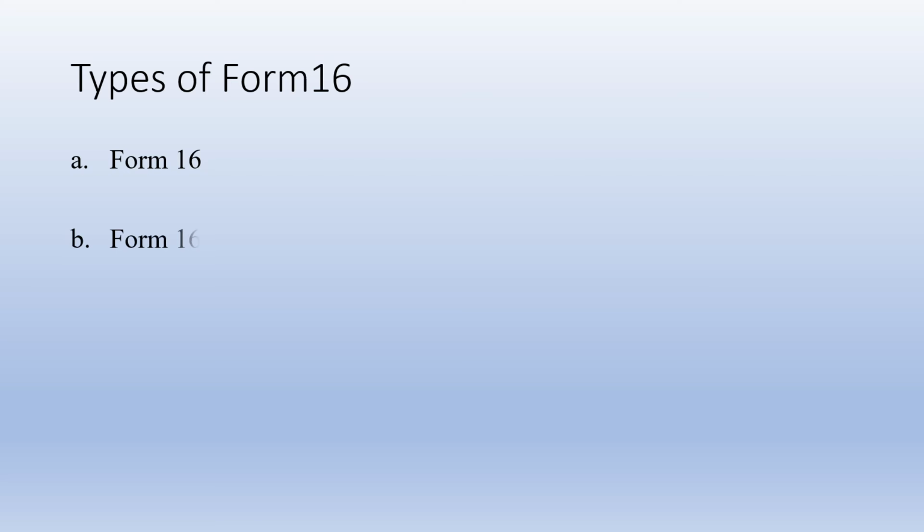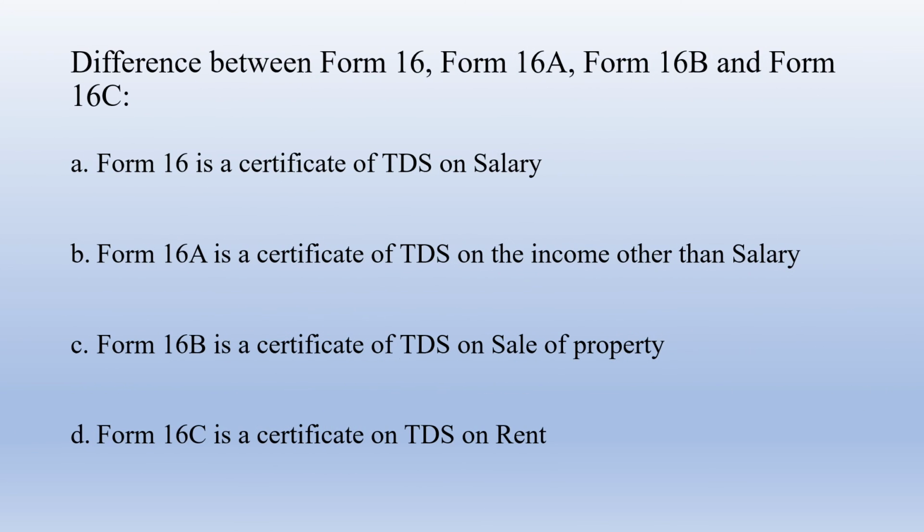And what are the types of Form 16? First is Form 16, and the other one is Form 16A. You should remember, Form 16A is different from Part A of Form 16. Then Form 16B, and this one also is different from Part B of Form 16. And then the fourth one is Form 16C. Now, the difference between Form 16, Form 16A, Form 16B, and Form 16C.